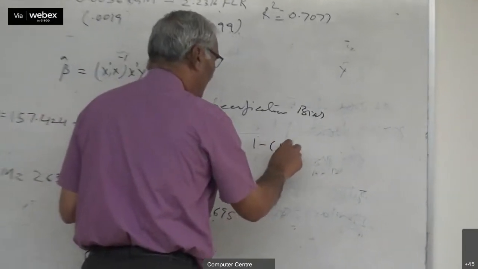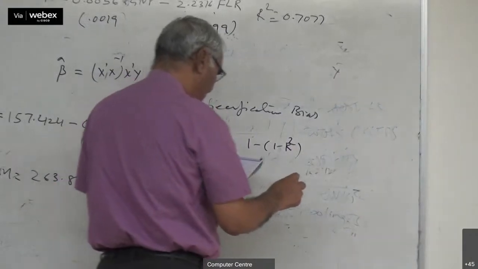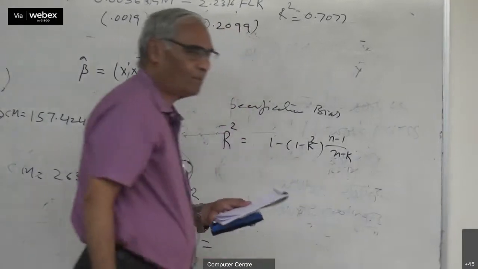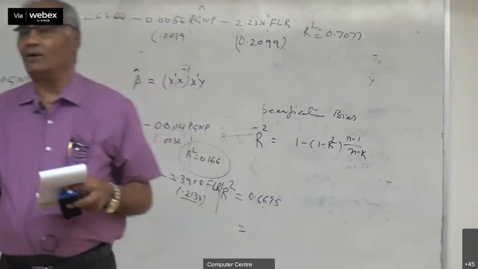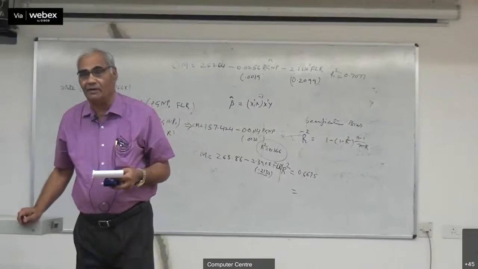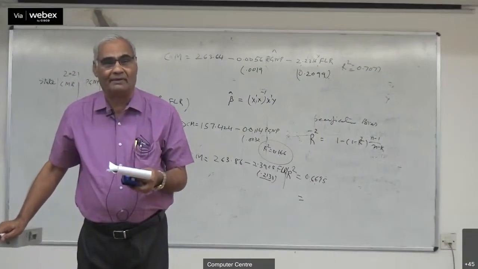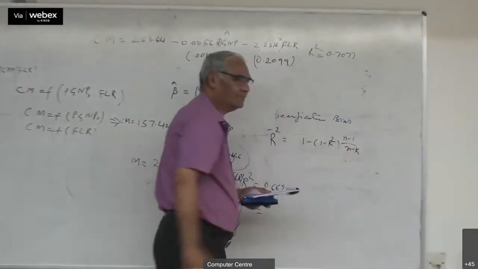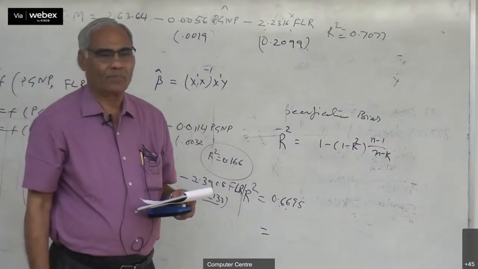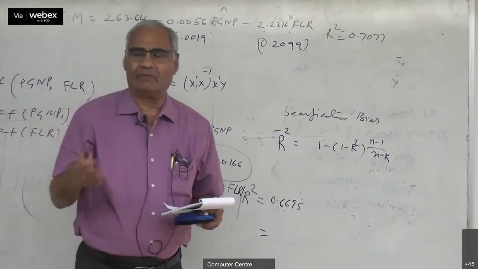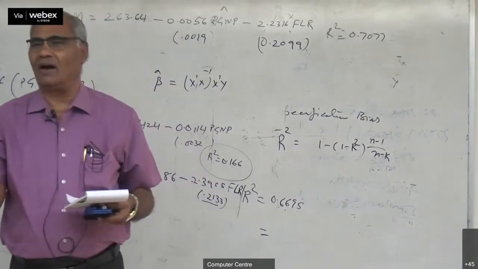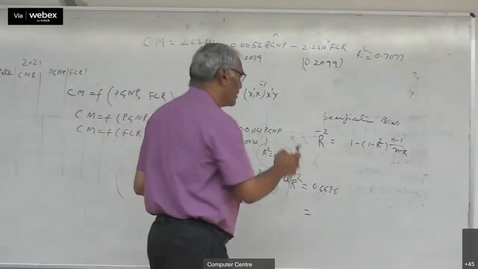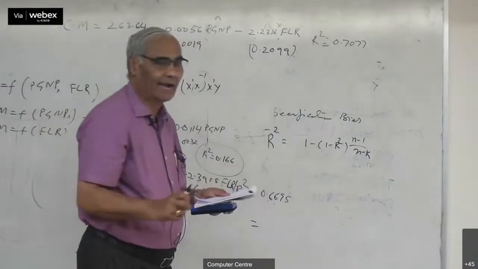1 minus R square multiplied by n minus 1 divided by n minus k. Corrected value means if you include more variables, you are applying some penalty. So this factor is nothing but a penalty factor. Add one more variable, definitely R square will increase, but whether it is useful or not, that we can work out on the basis of corrected R square.